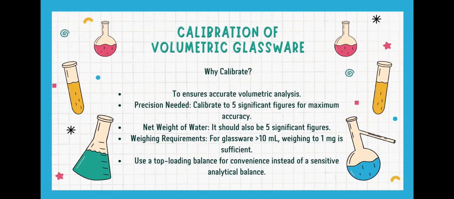Calibration of volumetric glassware. We need to calibrate the glassware to ensure accurate volumetric analysis. Generally, calibrate glassware to 5 significant figures, the maximum precision likely to be attained when delivering solutions. Hence, your net weight of water needs to be 5 figures. If the glassware exceeds 10 ml, this means weighing to 1 mg is all that is needed. A top loading balance can be used for convenience instead of a sensitive analytical balance.